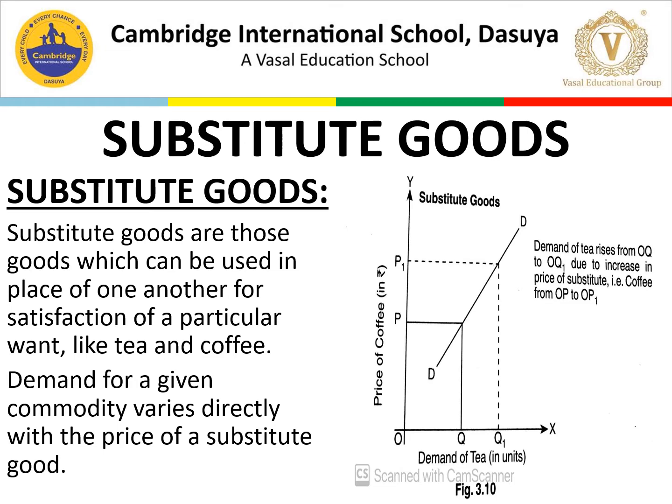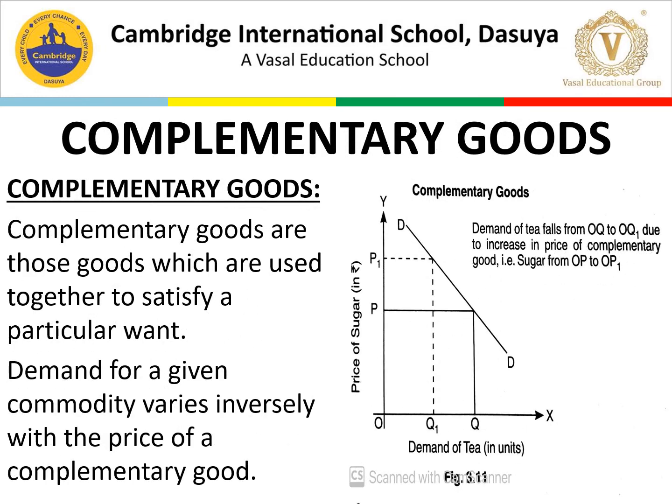Next thing is complementary goods. We have already discussed this in the earlier part of the chapter. Complementary goods are those goods which are demanded together, which are used together to satisfy a particular want. So demand for a given commodity varies inversely with the price of a complementary good. Inversely means indirectly. What does it mean? You can see in the graph the price of sugar and tea.